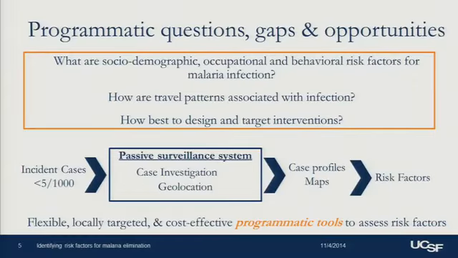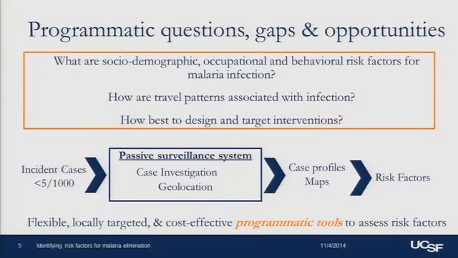In elimination settings or low transmission settings, incident cases may be less than 5 per 1,000. Also in these settings, surveillance systems are being strengthened. And in many cases, case investigation is already happening. And cases may also be geolocated back to their village of residence, for example. Now, this does give programs some information. So case profiles, which define the characteristics of cases, and maps of the distribution of cases may be available. However, we're lacking an appropriate comparison group.